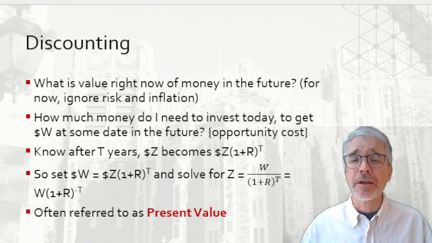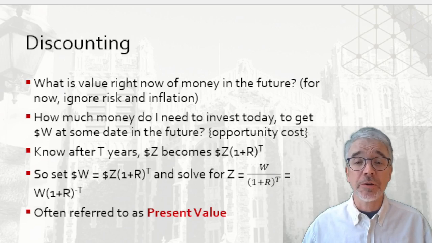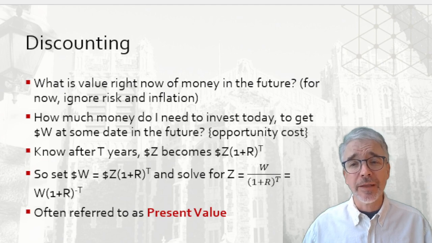Basic microeconomic theory: the value of something is the opportunity cost. What do I have to give up in order to get something? In a simple case, if I can put $100 in the bank today at a 3% interest rate and get $103 in 1 year, then the value of $103 in a year is $100 now. That's how much money you have to give up right now to get $103 in the future.